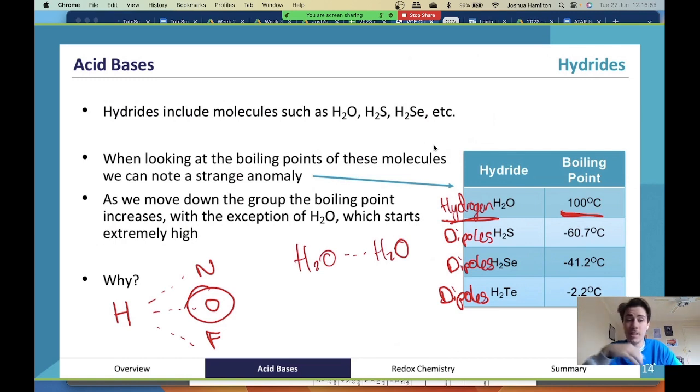So as you can see here, we have our anomaly, which I always get that word wrong, and our anomaly is H2O because of hydrogen bonds. Water is pretty cool because even though all these hydrides are special in themselves, with pretty high boiling points for these types of molecules, water has its own individual strength in being a really, really high boiling point.